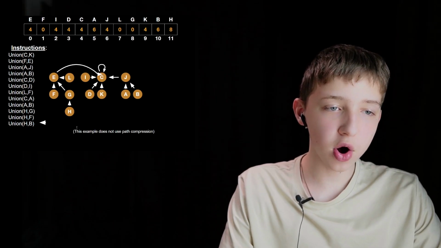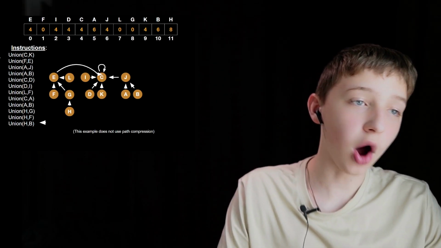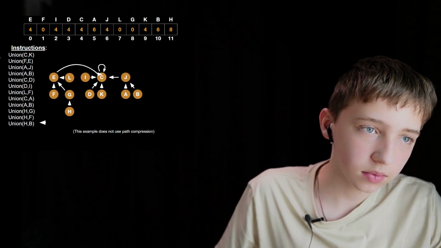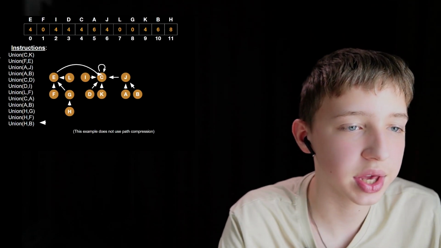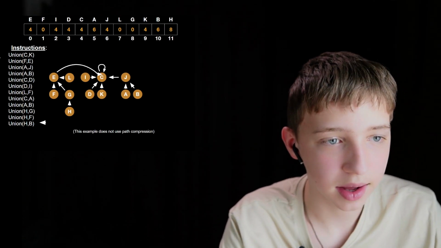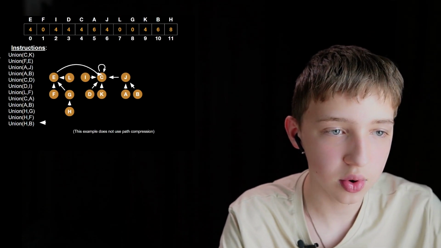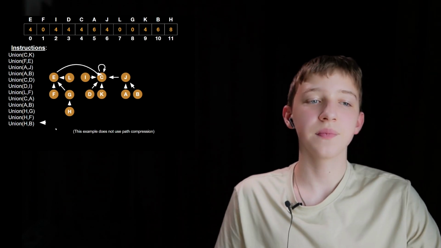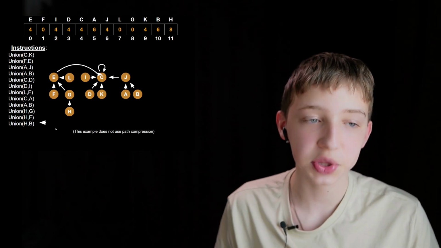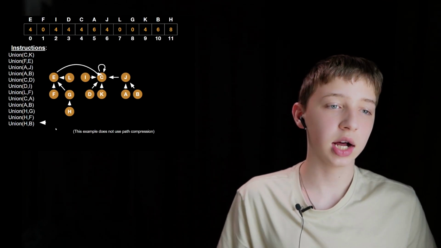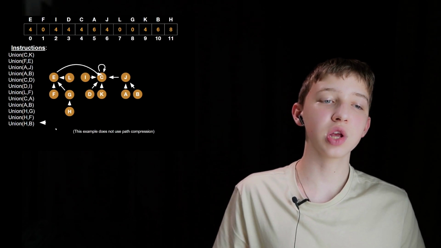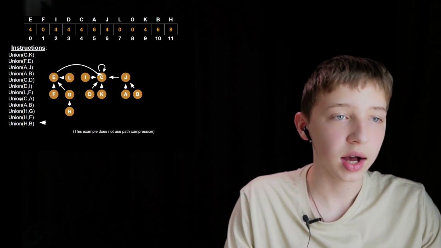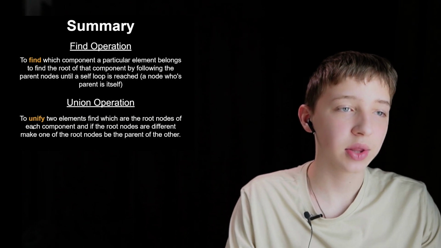In this way, we have merged all the elements into one large group, that is this orange group. Also, in this example we are not using the technique called path compression, because that is used for optimization of union find, and we're going to look at it in the next talk. So now let's look at the summary.